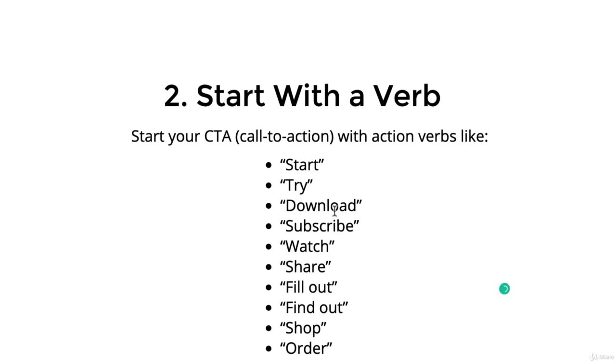Now, some of these action verbs like start or try are great to use because they don't seem as committal as something like buy or shop. And that's why a lot of sites, even online course sites like Udemy, will say try any course, enroll today instead of buy or shop, because it sounds like not as big a commitment. So if you have the option, try and pick a verb like start or try that doesn't sound like as big of a commitment as shop or order.